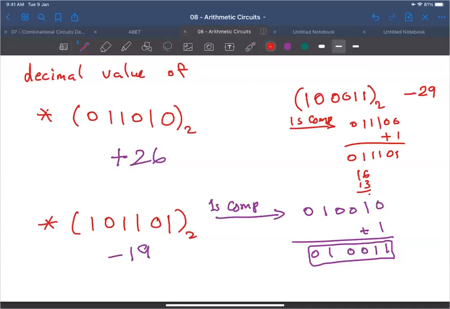Sir, why do we add 1 here? This is the definition of the 2's complement. It's the 1's complement plus 1. It's the definition of the 2's complement: add a 1 to the 1's complement.